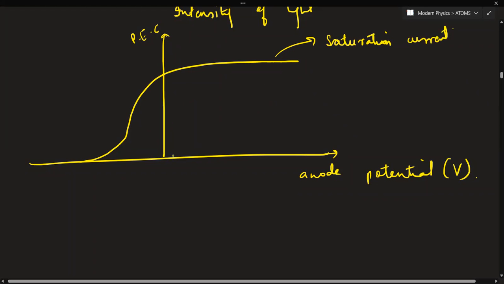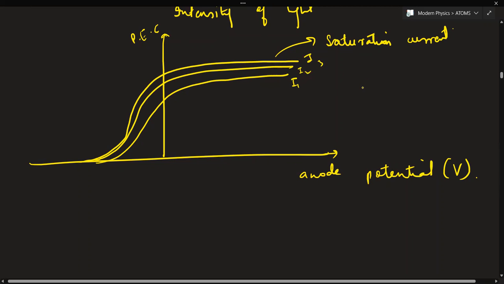Now see, if you have various graphs drawn on a single graph, let's say this is I1, this is I2, this is I3. The order becomes in this manner: this will be the greatest, I3, then I2, then I1. So you can get different values over here and you can be asked to compare them in this manner.